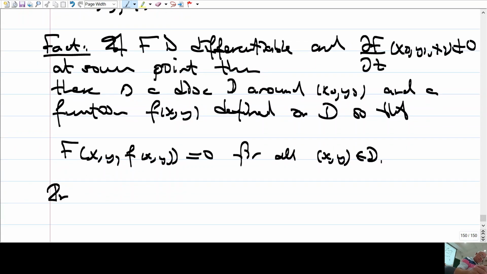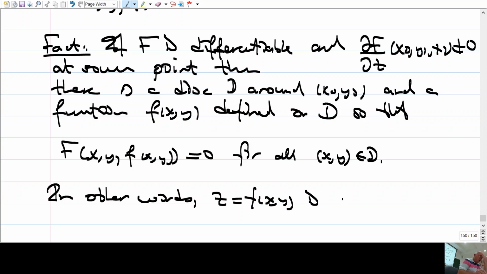In other words, z = f(x,y) is a solution of F(x,y,z) = 0 on D.